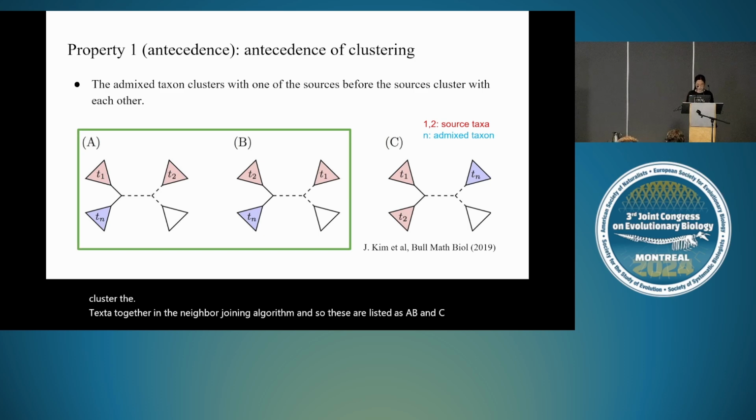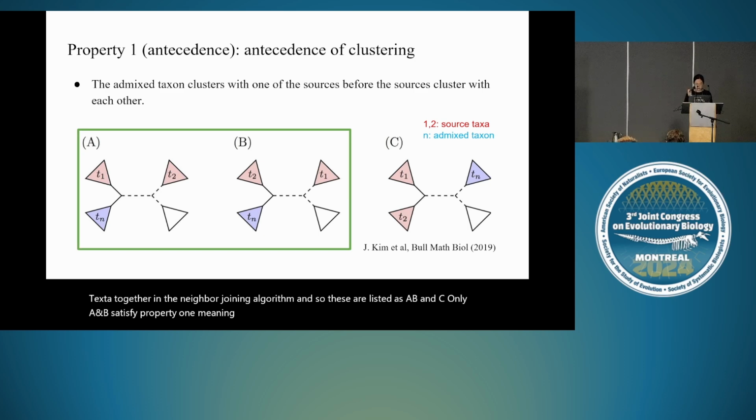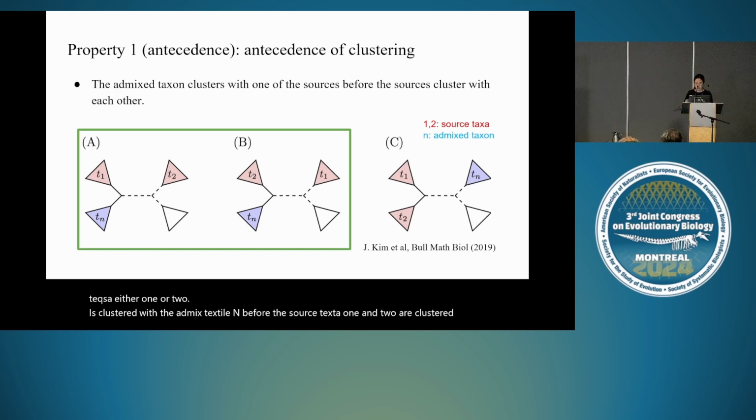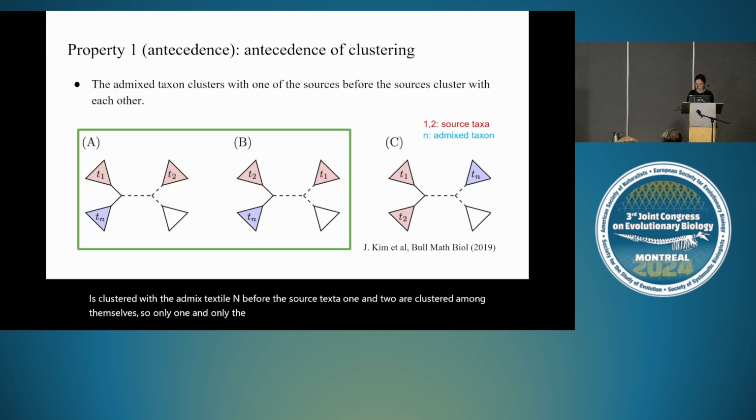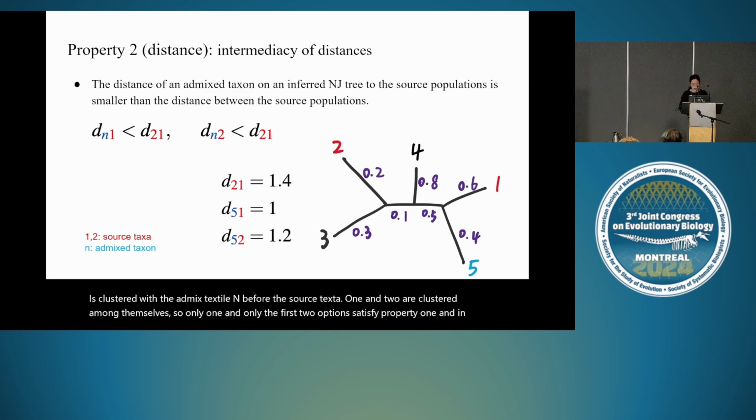Only A and B satisfy property 1, meaning that only in A and B is one of the source taxa, either 1 or 2, clustered with the admixed taxon N before the source taxa 1 and 2 are clustered among themselves. So only the first 2 options satisfy property 1. And property 2 is satisfied if and only if the distance between the 2 source taxa is further apart than the distance between each of the source taxa and the admixed population. In this case, we see that the distance between the 2 source taxa, 2 and 1, is 1.4.